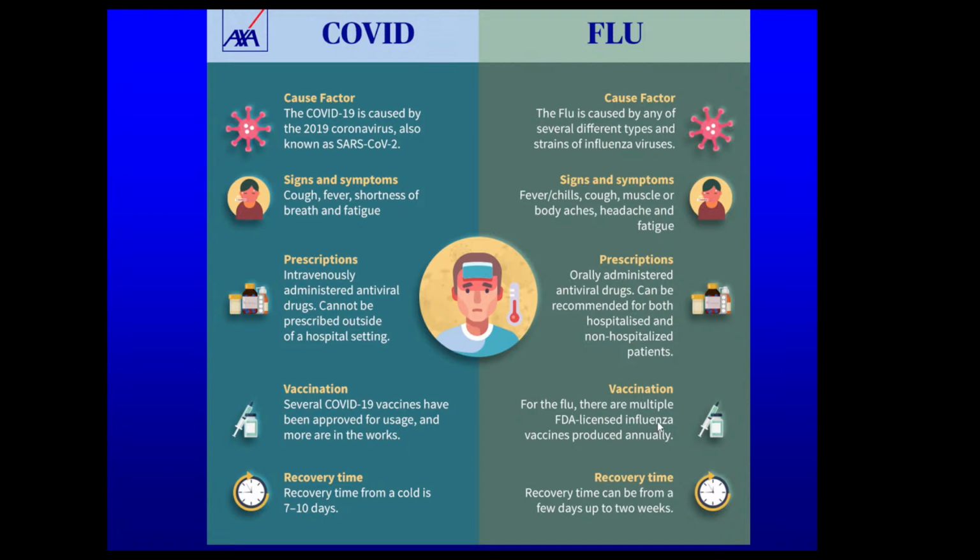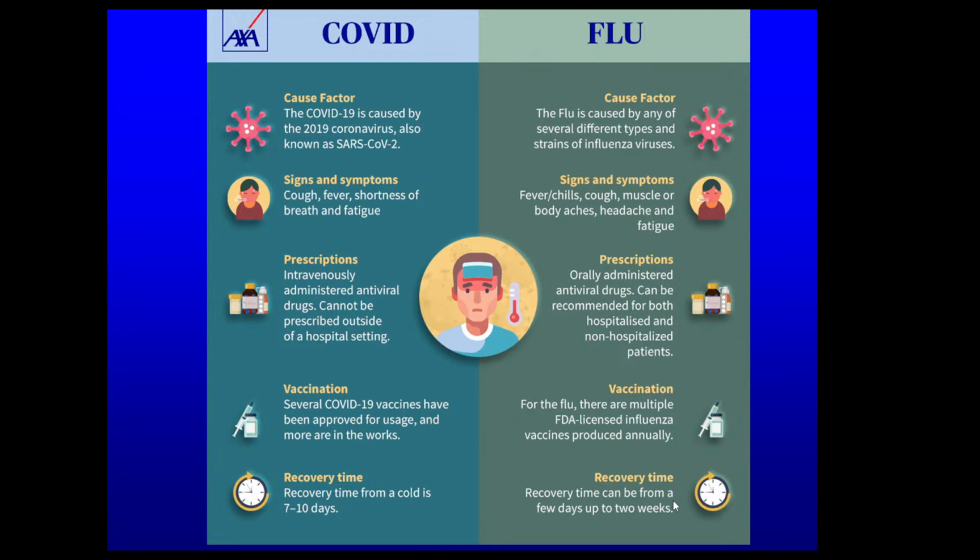Vaccination occurs against both types. So for the flu, there are multiple licensed influenza vaccines produced annually because of the antigenic variations. And we also have several COVID-19 vaccines that are supposed to be used. And if you are not vaccinated, you have to be vaccinated right now.